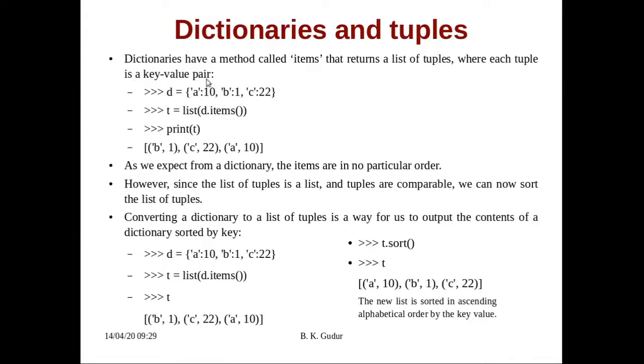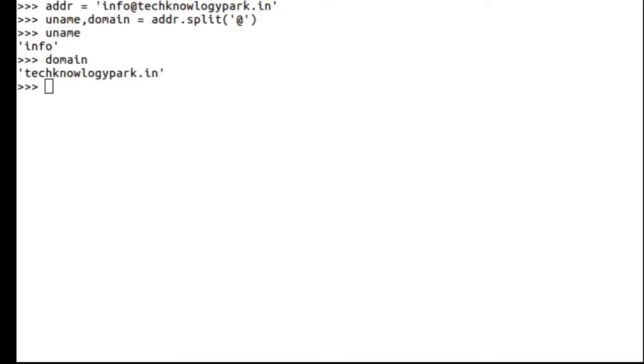key value pair. If we see there is a dictionary D, A is to 10, B is to 1 and C is to 22. Say A, B, C are the keys and 10, 1, 22 are the values. Because of that we call this a key value pair. Now when we use the method items on a dictionary, like here D dot items, it's better that I execute this and show you. So later we can discuss that.